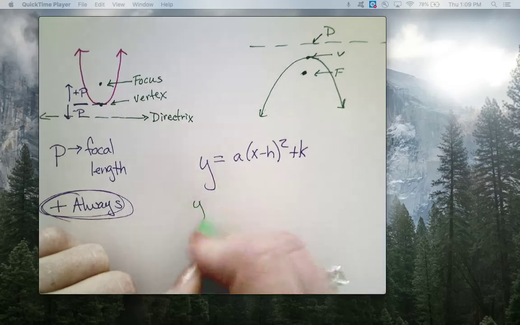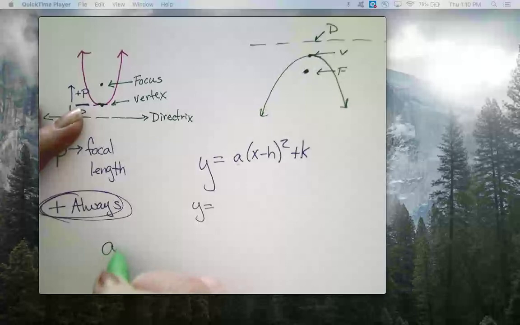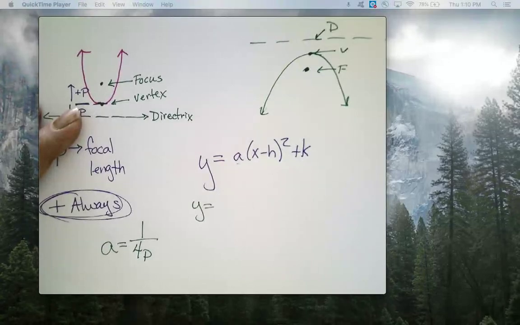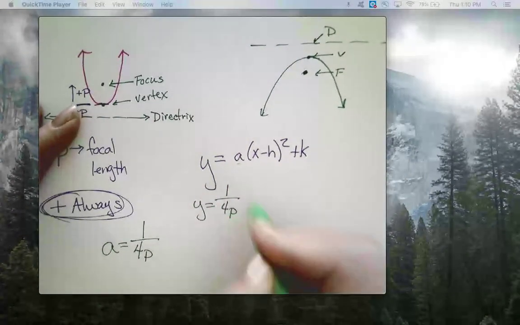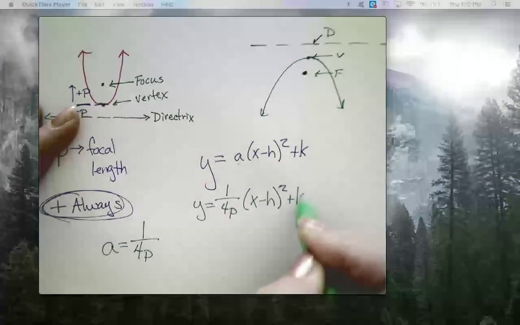So what we found out is that this A value actually has its own value. A is equal to 1/4 times the focal length. So my formula could also be written as 1/4p times x minus h quantity squared plus k.